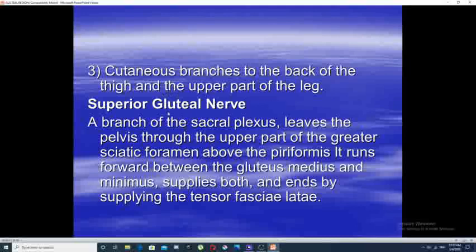Another nerve in the gluteal region is the superior gluteal nerve. It is a branch of the sacral plexus. It leaves the pelvis by passing through the upper part of the greater sciatic foramen above the piriformis muscle and runs forward between the medius muscle and minimus muscle, supplies both muscles, and it finally ends by supplying tensor fasciae lata muscle.